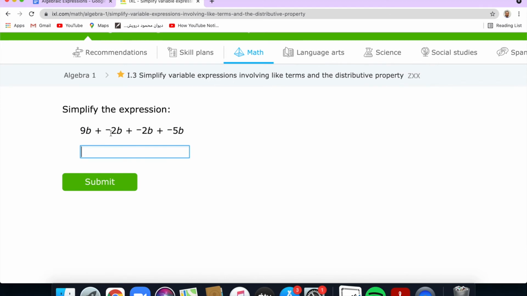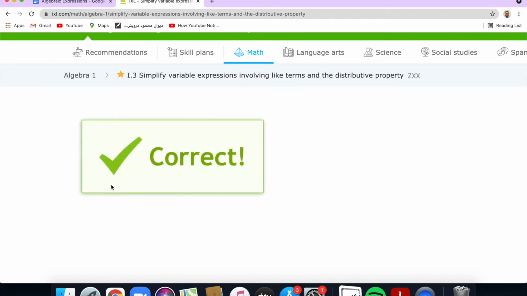9b plus minus, which is times plus positive times negative is negative. So 9b minus 2b is 7b, plus minus, which is minus. So 7b minus 2b, 5b, plus minus, which is minus. Minus 5b, 0b. Either you write 0b or you just write 0 because 0 times any number is 0.